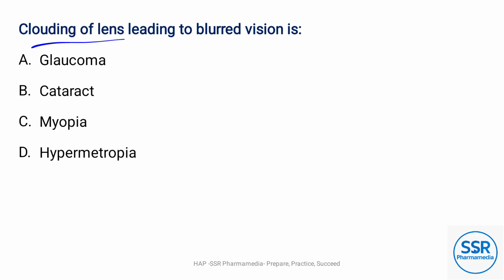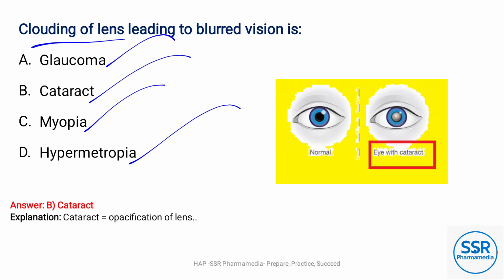Clouding of the lens leading to blurred vision is option A glaucoma, option B cataract, option C myopia, option D hypermetropia. So the answer is option B, cataract. Cataract is opacification of the lens. Here you see the normal eye and the normal cornea, and the eye with cataract, where at the back there is some cloudiness, opacification of the lens.